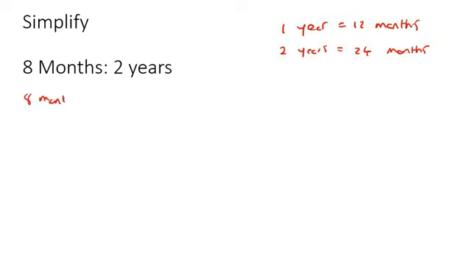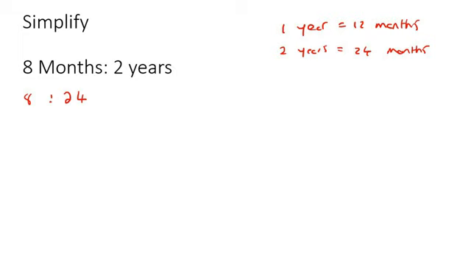So here we have months and years. So you wouldn't change this one to years because that 8 months isn't even 1 year. So we can rather just change 2 years. So we know that in 1 year there is 12 months. So in 2 years, there is 24 months. So we can change that to 24 months like that. And then you can get rid of the months because now it's the same. So we just have 8 and 24. And then we just do the same thing we normally do.